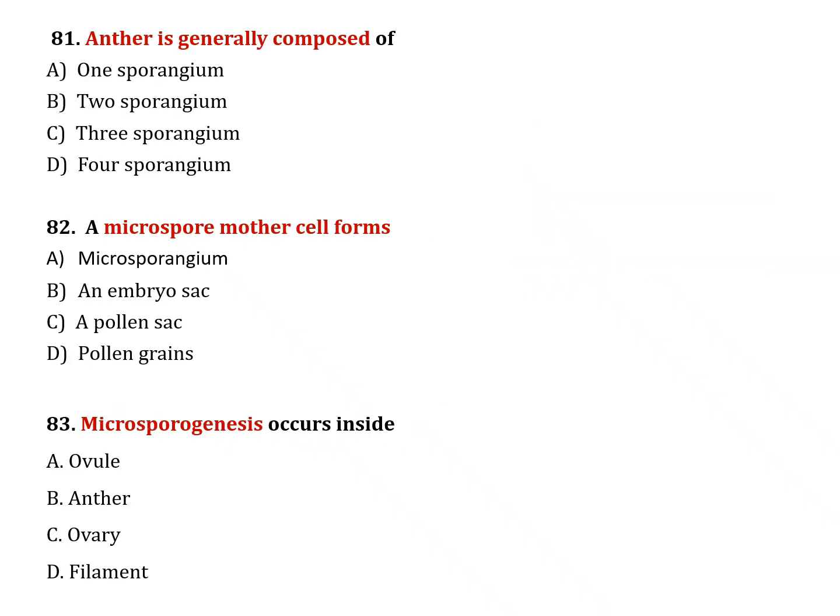The next question, number 81. The anther is generally composed of: option A, 1 sporangium; option B, 2 sporangia; option C, 3 sporangia; option D, 4 sporangia. The correct answer is option D, 4 sporangia.